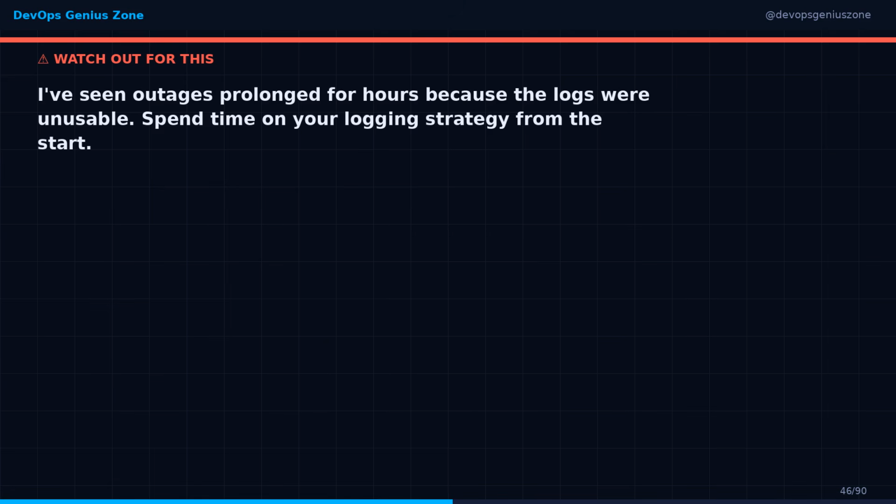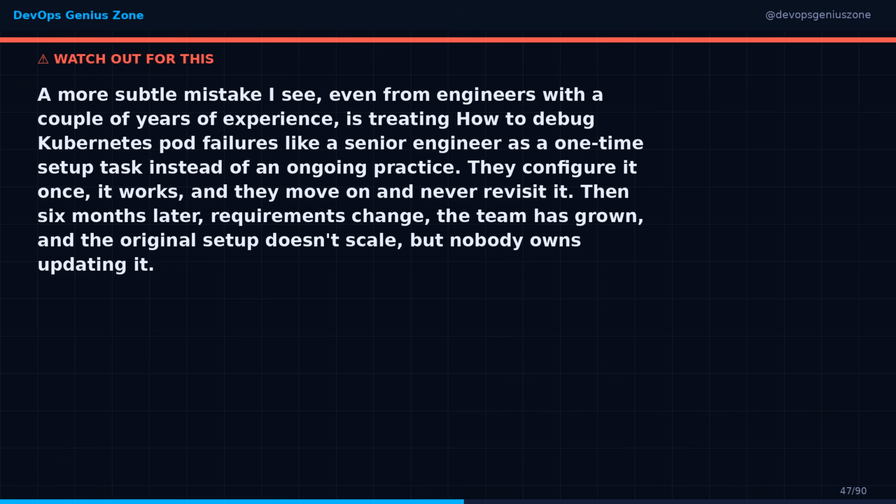updating it. If you're working with how to debug Kubernetes pod failures like a senior engineer, put a recurring reminder on your calendar, monthly or quarterly, to revisit the setup and ask whether it still fits how the team actually works today.